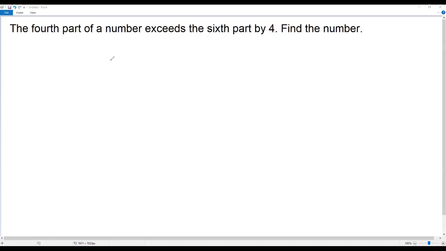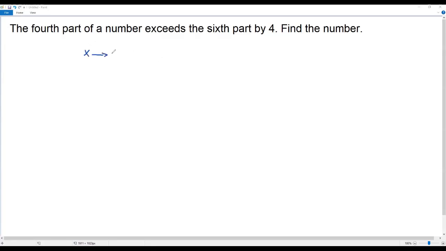If I divide a number into 4 equal parts, one of those 4 equal parts is the fourth part. And the same thing we have for the sixth part. That is, if I divide a number into 6 equal parts, one of those 6 equal parts is the sixth part. Okay, so we have to find the number.